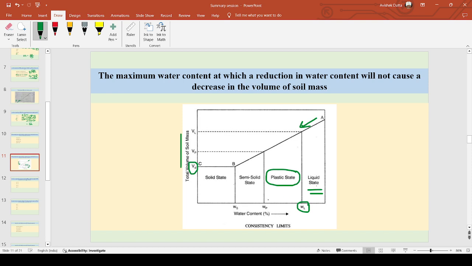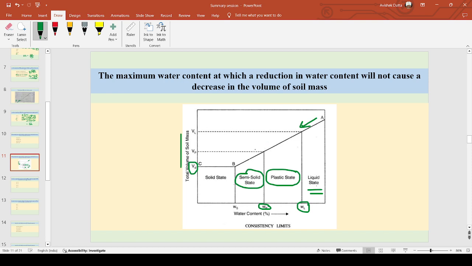So below the liquid limit, the soil is in plastic state up till the amount of water called the plastic limit. Because below plastic limit, the soil is no longer highly deformable. It has attained a stiff state or a stiff condition. It is also called semi-solid state.